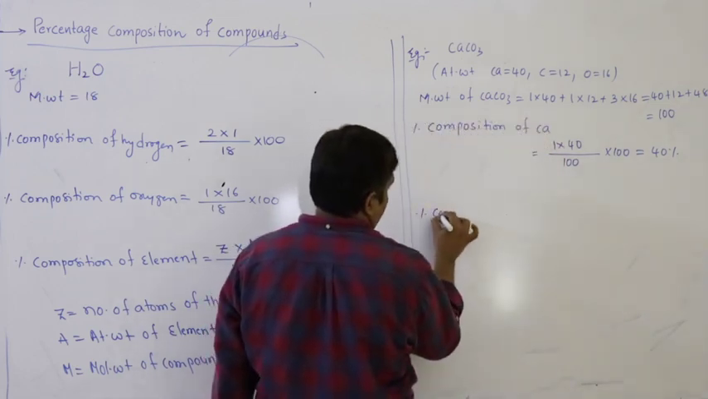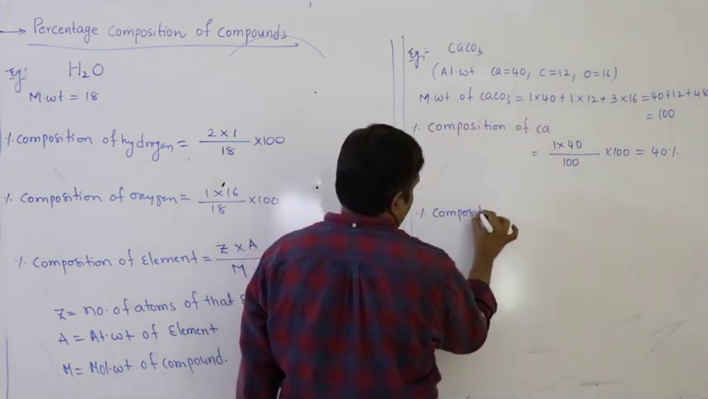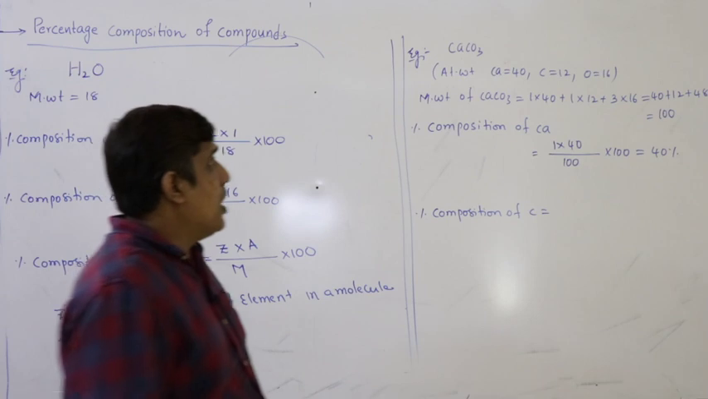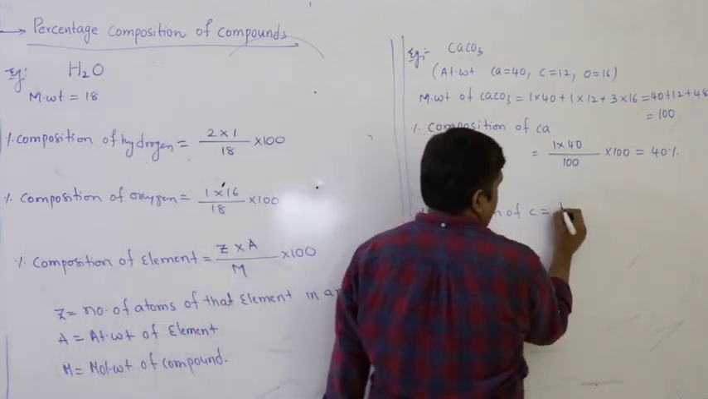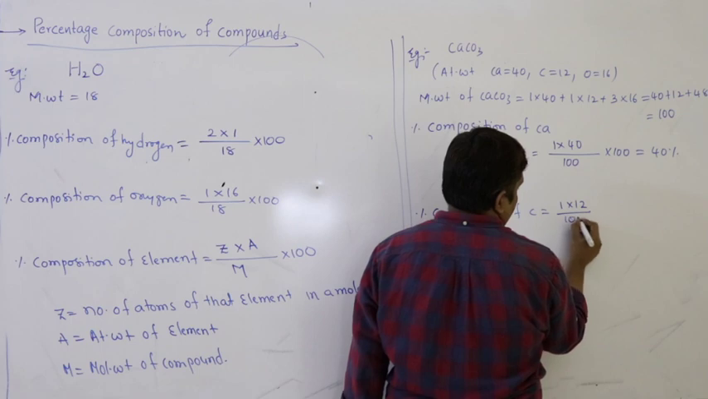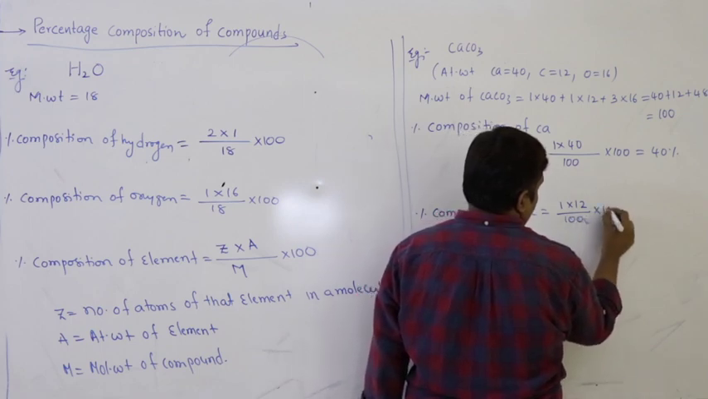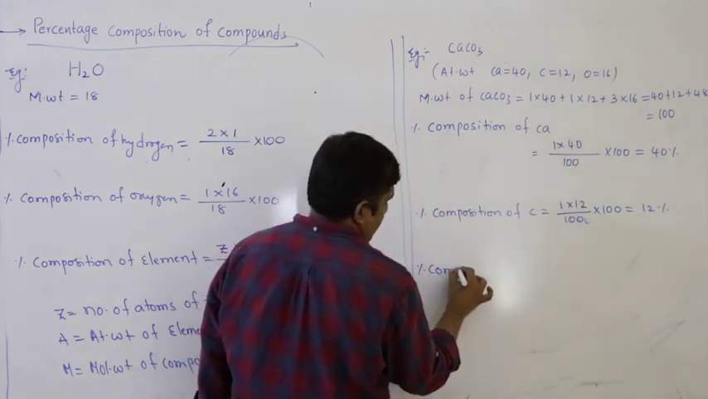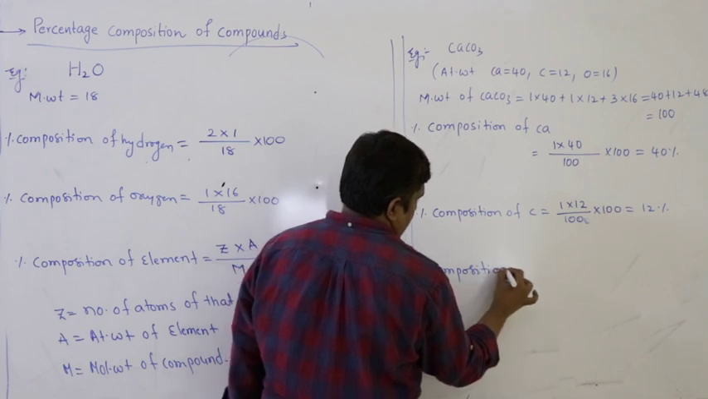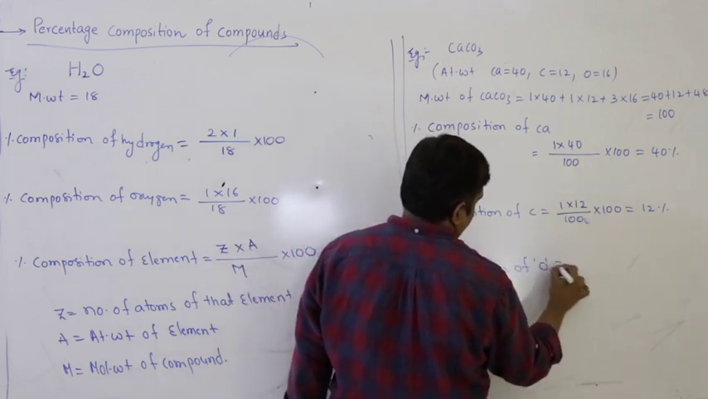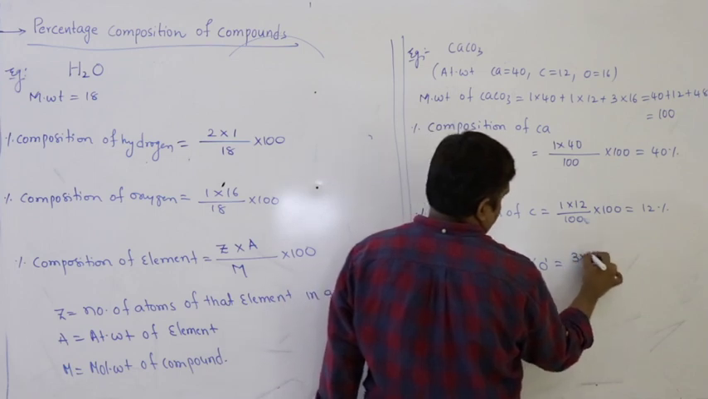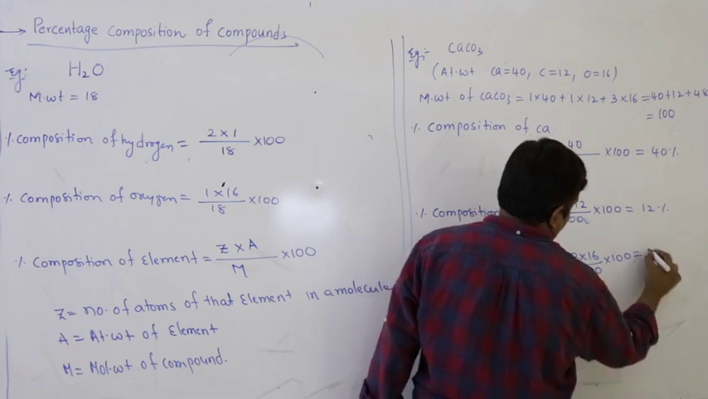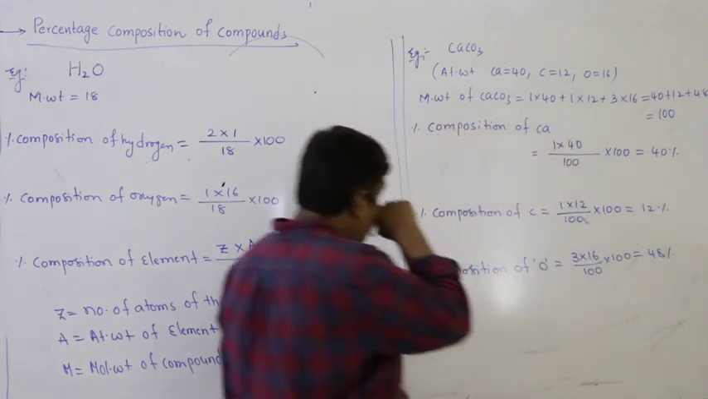Percentage composition of carbon. So how many carbons we have? 1, into its atomic weight, that is 12, by molecular weight of the compound into 100, that is 12%. Percentage composition of oxygen. How many oxygen atoms are there? 3. Atomic weight 16. Molecular weight by 100. So you will get 48%. So total will be equal to 100.